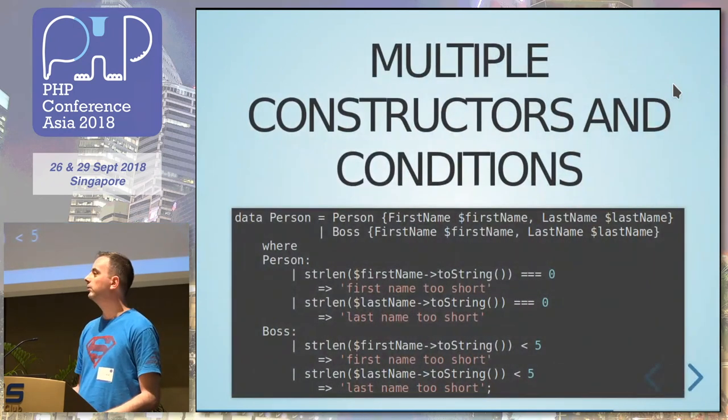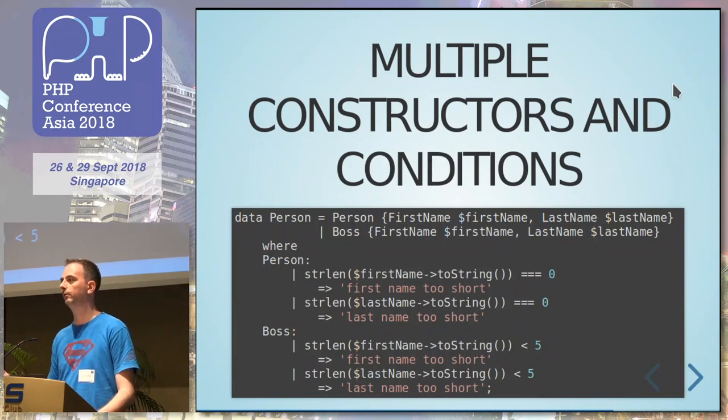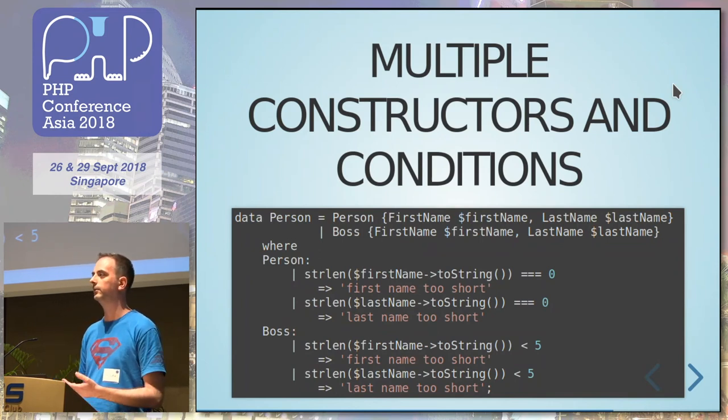If you need more complicated examples, you can have multiple constructors as well. And you can add conditions to your system. So you can check, for example, if the first name is empty, you want to throw an exception with a decent error message. So you can ensure that there's no invalid first name object passing around in your system.